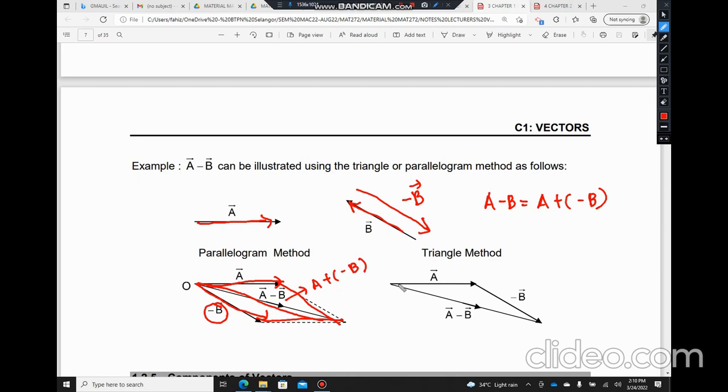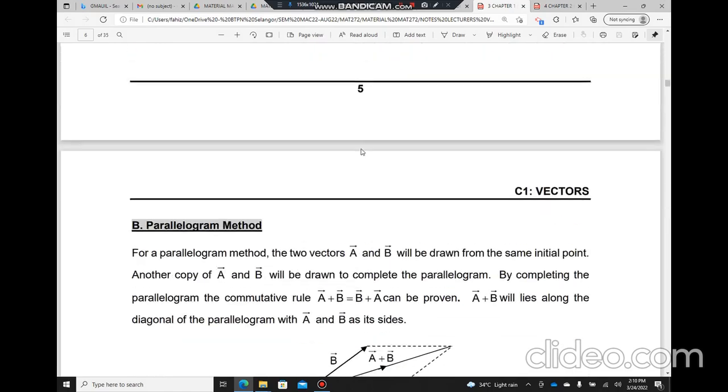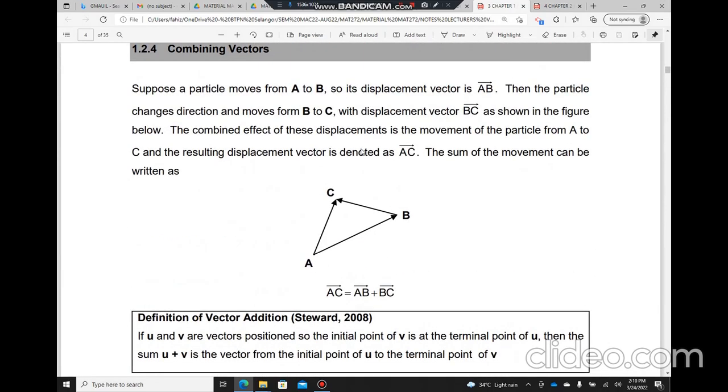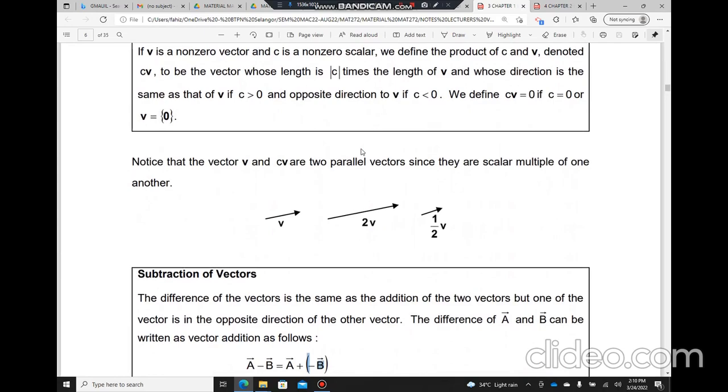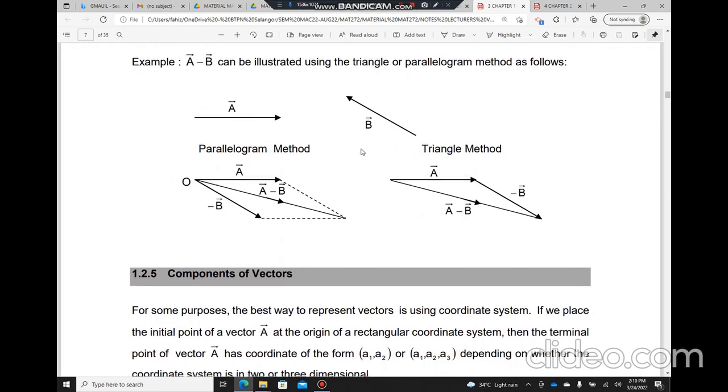Okay, sama juga dengan triangle method. A yang asal and then B kita tukar arah, dia akan jadi negatif B. Sebab kalau yang asal dia arah ke atas, so yang ni arah ke bawah. So this one kita sambung, dia akan jadi A plus negatif B or A minus B. So kita boleh solvekan untuk parallelogram or triangle method. So kita boleh guna either one. Okay, so yang ni untuk tadi topik vector addition. So vector addition kita ada scalar multiplication and then we also have subtraction of vectors.